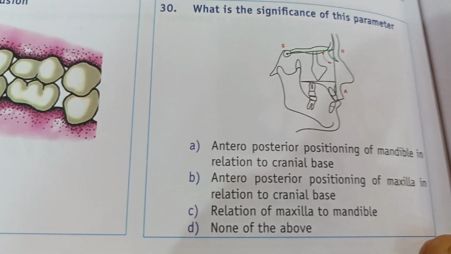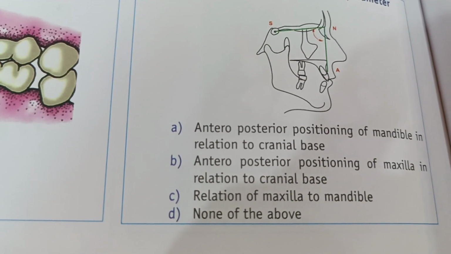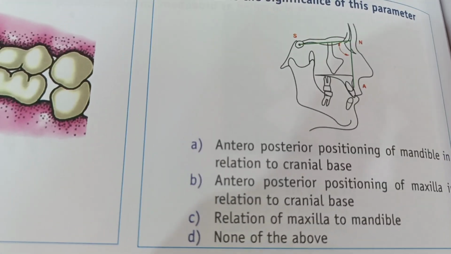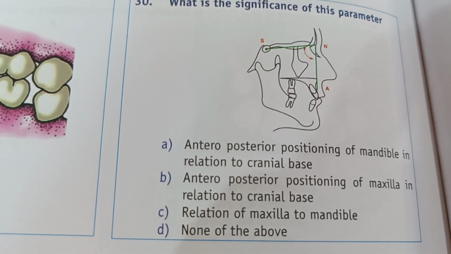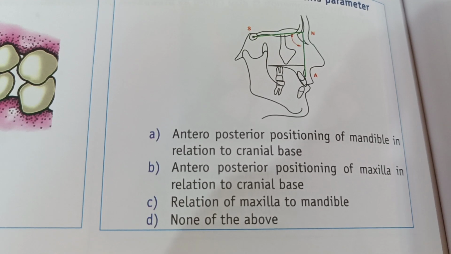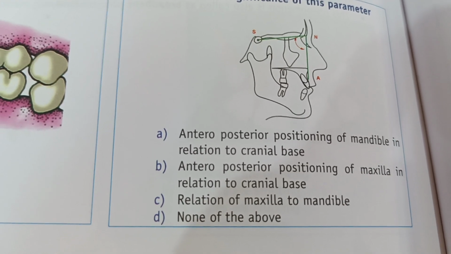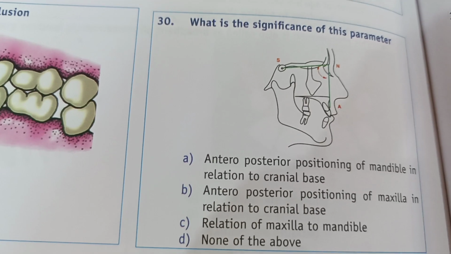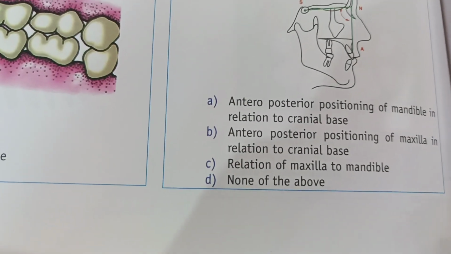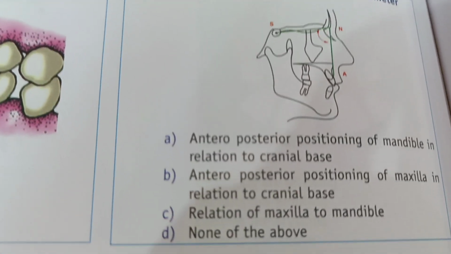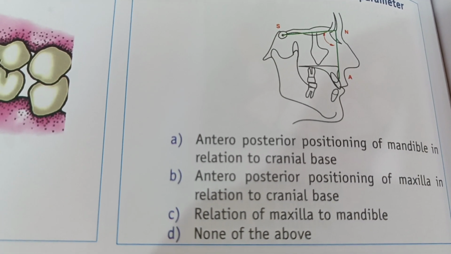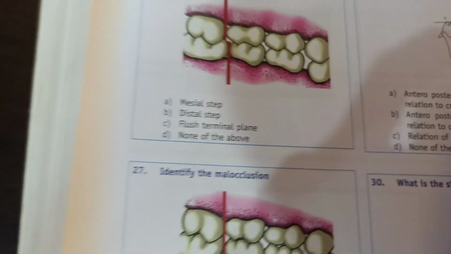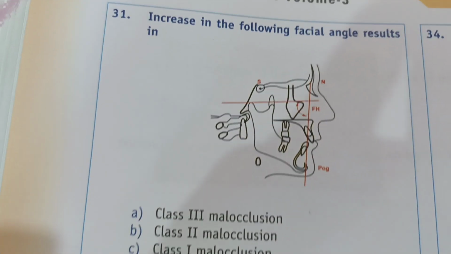Now come to the next question. What is the significance of this parameter? Again it is a skeletal representation. Option A is anteroposterior positioning of the mandible in relation to the cranial base, option B is anteroposterior positioning of the maxilla in relation to the cranial base, option C is relation of the maxilla to the mandible, and option D is none of the above. Option B is the right answer. It is the anteroposterior positioning of the maxilla in relation to the cranial base. This diagram is very important. Now come to the next question.